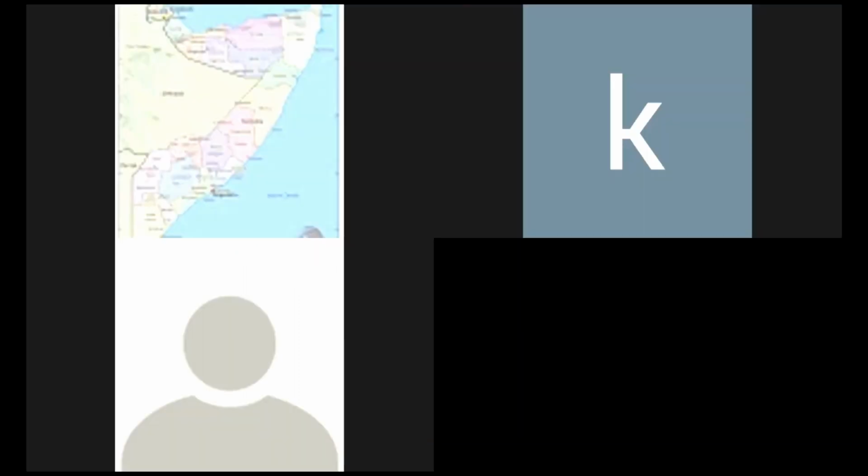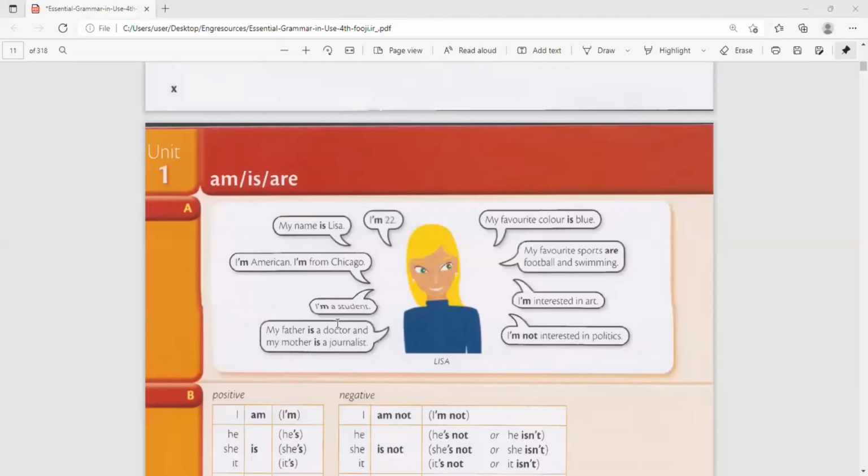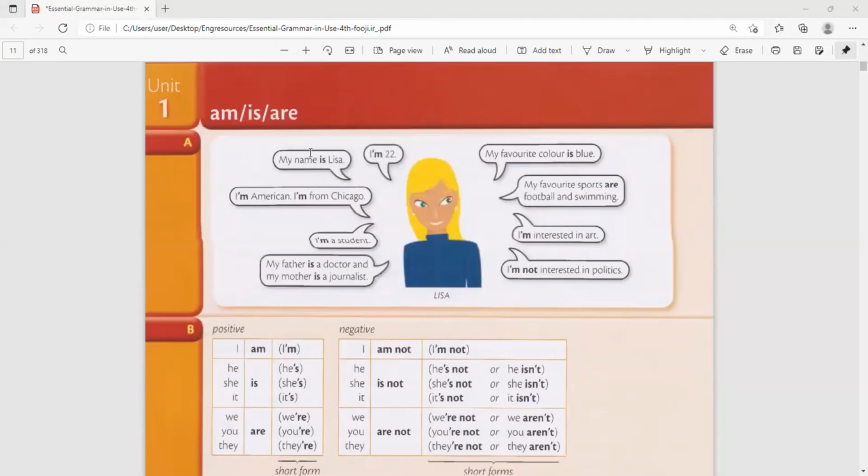So I want us now to narrow down to the specifics of the topic. Let's now look at the specifics of the topic. So you see now, basically what I've told you is that is, are is actually the first topic, and that is what we call the verb to be. My name is Lisa. I am 22. I am American. I am from Chicago. I am a student. So basically, it revolves around, it talks about you, about the person.